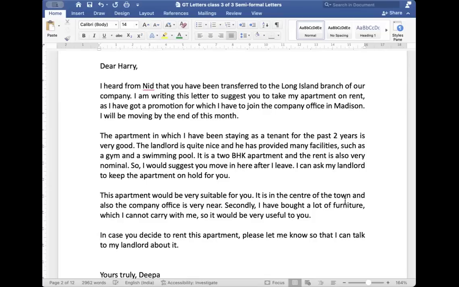It is in the center of the town and also the company office is very near. Secondly, I've bought a lot of furniture which I cannot carry with me, so it would be very useful for you. In case you decide to rent this apartment, please let me know so that I can talk to my landlord about it. Yours truly, and then your name.